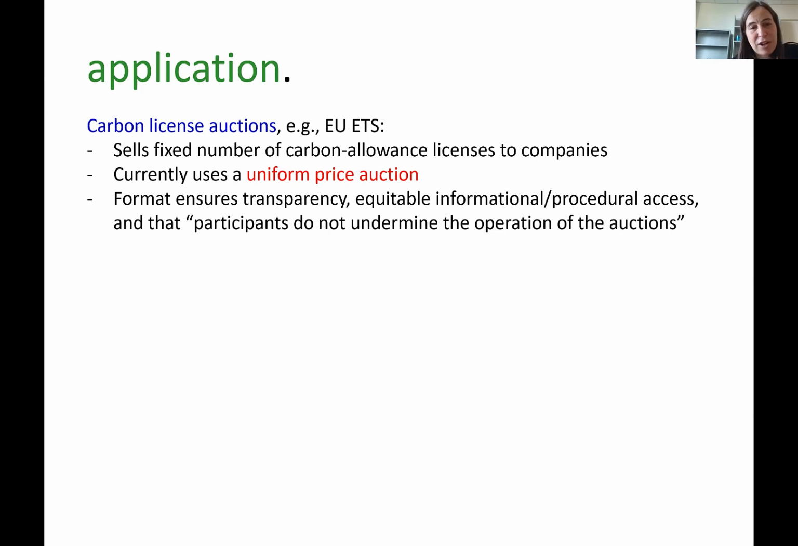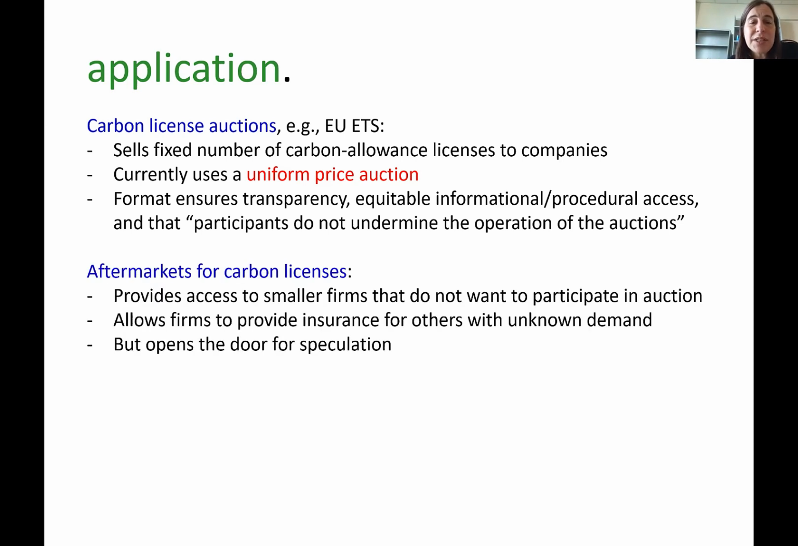There's all of these kind of soft objectives that the market design needs to accommodate. Okay, so this is what the EU ETS is currently doing. And there's also, as I mentioned, in the EU, aftermarkets for these carbon licenses. So there's a website where you can go and trade in a sort of bid and ask format the licenses that you've bought in the auctions that are run by the EU ETS. And there's a lot of data on these auctions, and you can go see how the prices change over time.